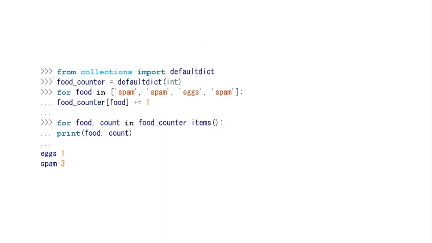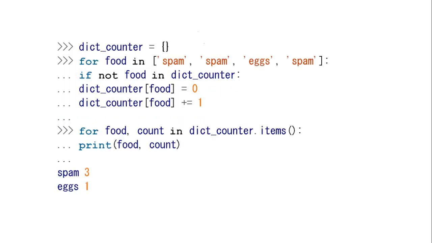Using int is one way to make your own counter. In the preceding example, if food_counter had been a normal dictionary instead of a defaultdict, Python would have raised an exception every time we tried to increment the dictionary element food_counter, because it would not have been initialized. We would have needed to do some extra work, as shown here.